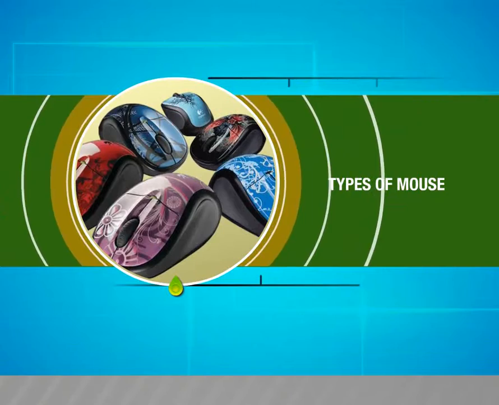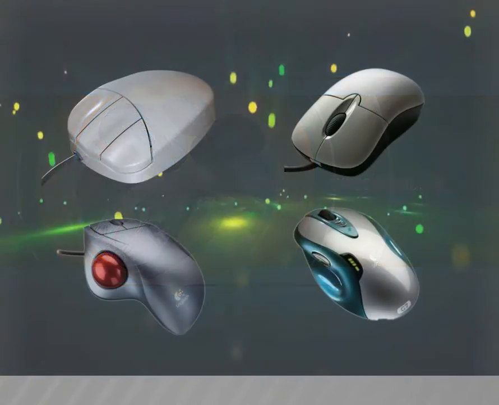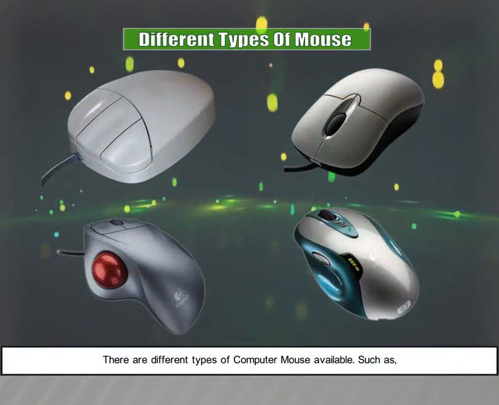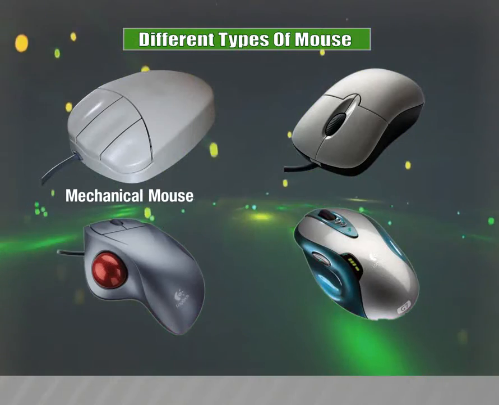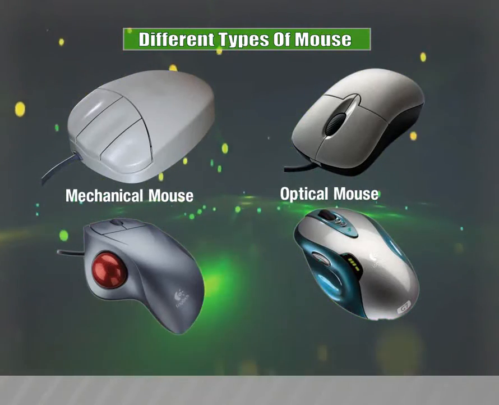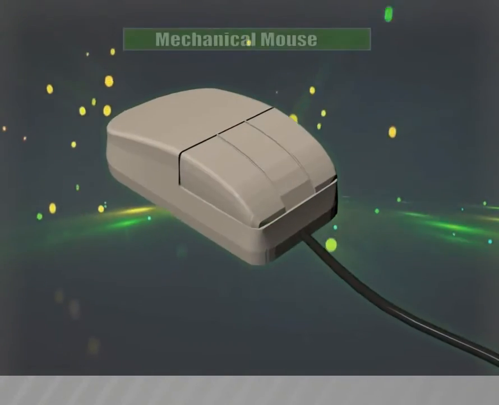Types of mouse. In this video, we are going to see about types of mouse. There are different types of computer mouse available, such as mechanical mouse, optical mouse, laser mouse, trackball mouse.